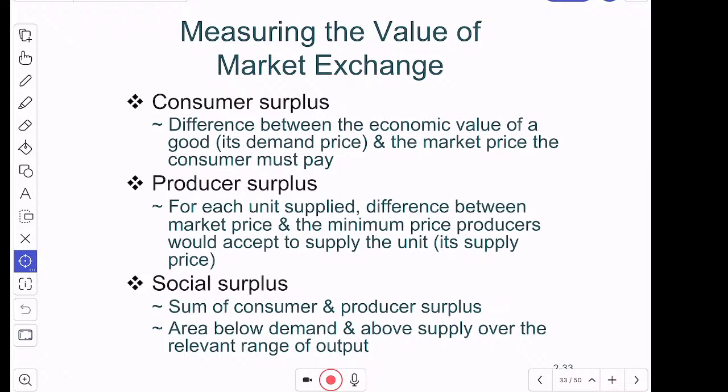So consumer surplus is the difference between the economic value of a good or its demand price and the market price the consumer must pay. The producer surplus, for each unit supplied, is the difference between market price and the minimum price producers would accept to supply the unit. That's known as producer surplus. And social surplus is the sum of the two. So it's the area below demand and above supply.